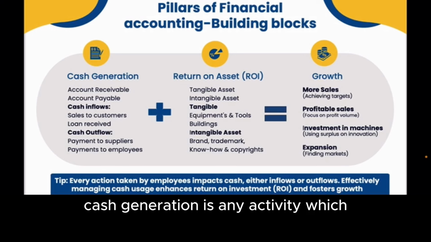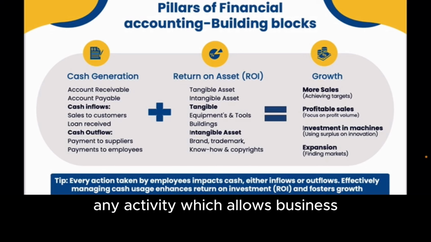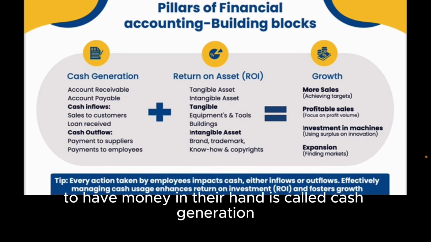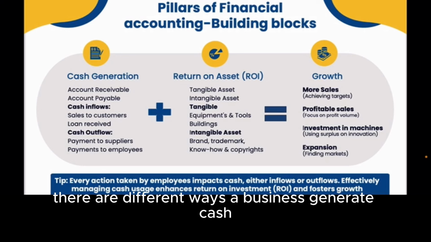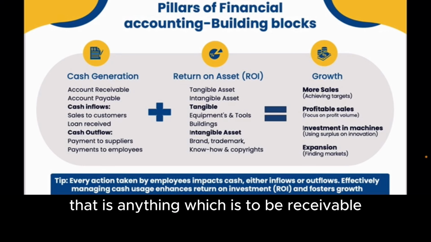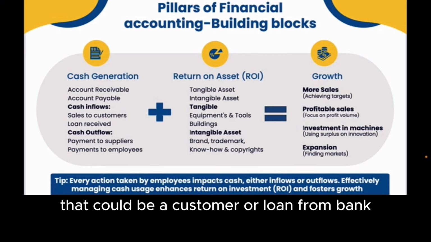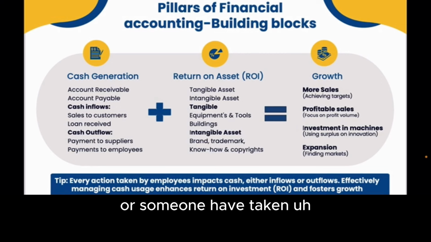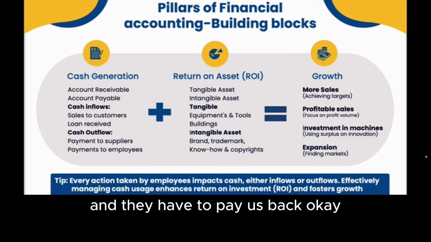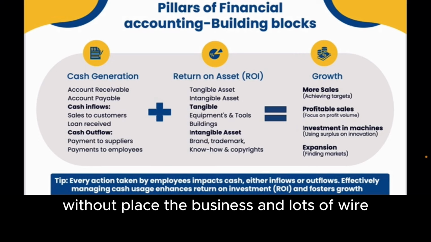Cash generation is any activity which gets cash into the business. Very simple, right? Any activity which allows a business to have money in their hand is called cash generation. There are different ways a business generates cash. One of the sources is accounts receivable. When we say accounts receivable, that is anything which is receivable from a third party. That could be a customer, or someone who has taken some credit from the business and has to pay us back. That is one of the major activities of the business without which the business will not survive.